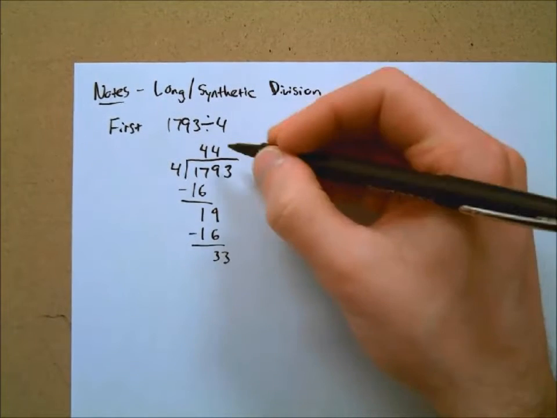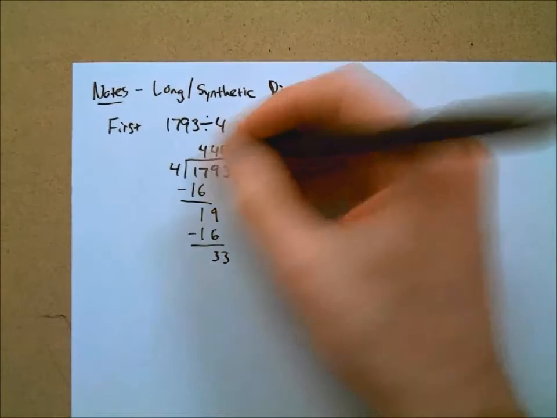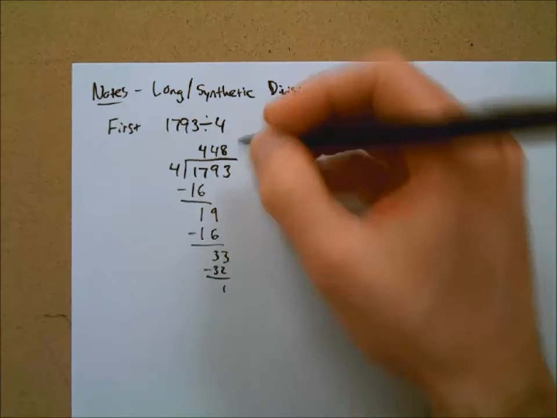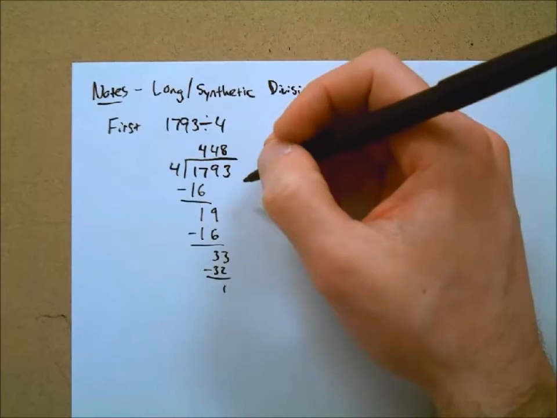And then again, what times 4 will get us something close to 33? 8. Okay, so 8 times 4 is 32. Subtract, and you get a 1 left over. And now we're out of numbers to bring down. It's at this point where we could continue if we wanted to.